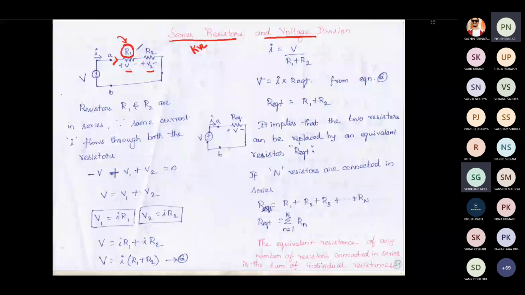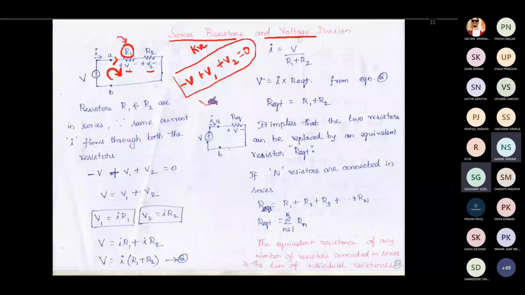So if I write the KVL equation for this loop, I can write minus V because that is the voltage rise, then plus V1 that is the voltage across the resistor R1, then plus V2 that is the voltage across the resistor R2. Okay, so now I have this equation. So I can rearrange this equation as V is equal to V1 plus V2. Then I already know what V1 and V2 are, because V1 is nothing but I into R1 and V2 is nothing but I into R2.